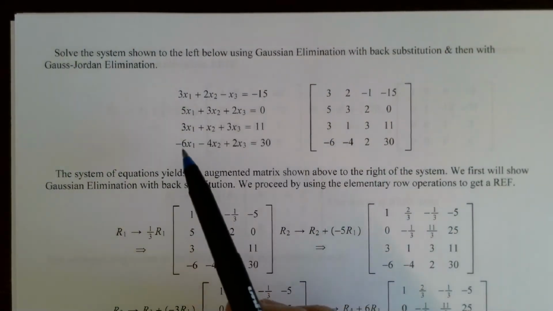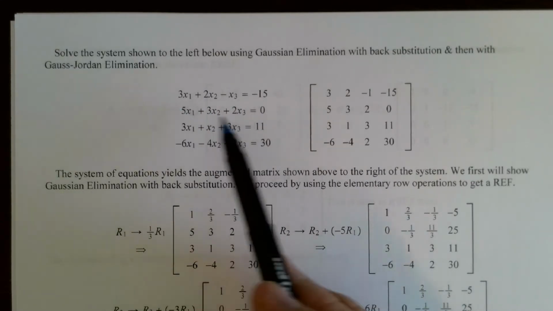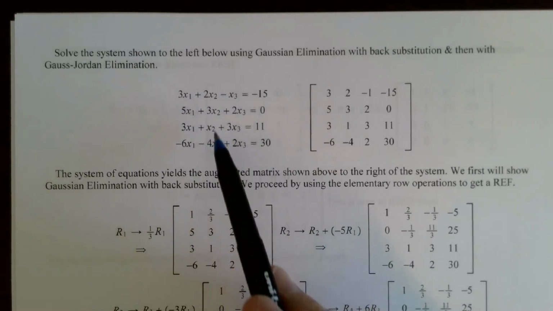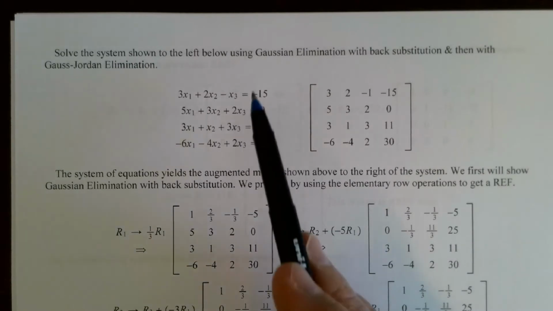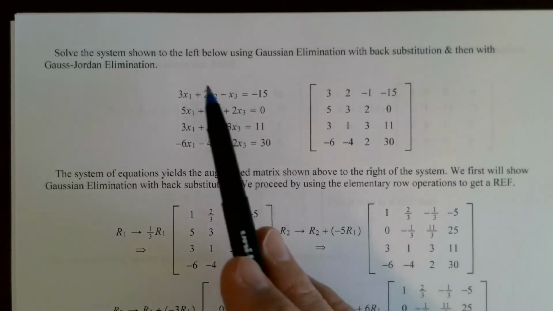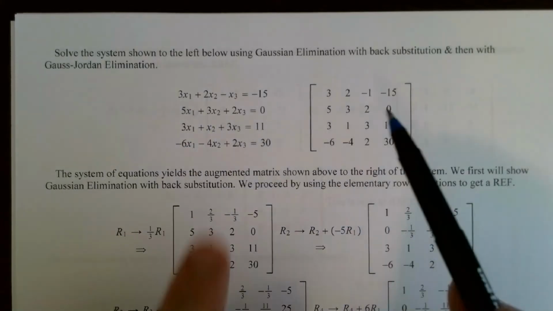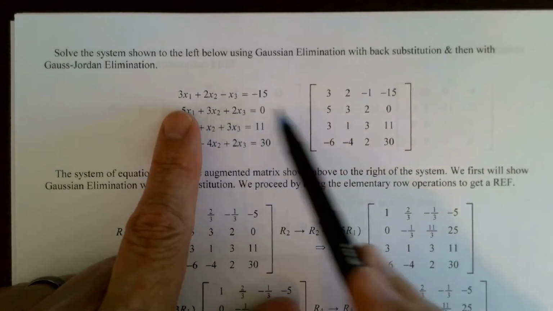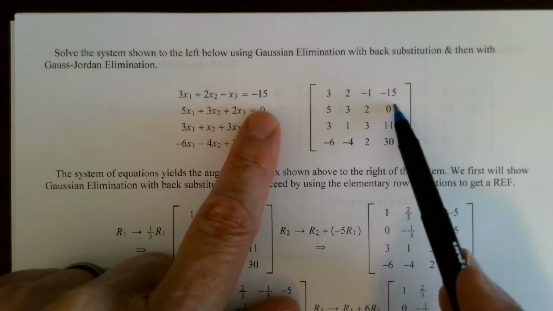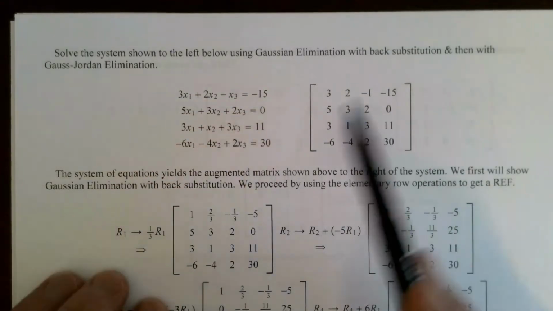Here's my system. Notice it's 4 equations in 3 unknowns, right? I have 4 equations. The unknowns are x1, x2, x3. Again, make sure they're all lined up in the correct order. All the x3s are lined up one over the other, all the x2s, all the x1s, and then all the constants on the right side of the equation. And everyone, I hope by now, knows how to get the augmented matrix, right? So 3x1 plus 2x2 minus x3 equals negative 15, 5, 3, 2, 0, and so on. There's our augmented matrix.